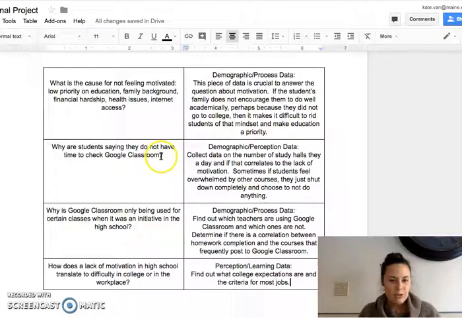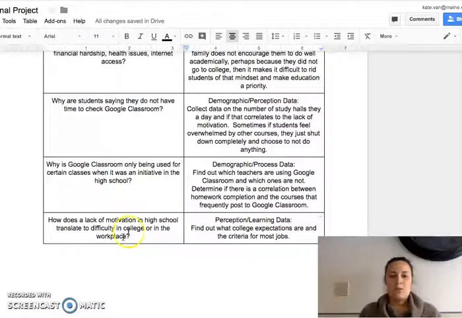And then the next one is, why are students saying that they do not have time to check Google Classroom? Again, this is a demographic perception piece. Which grade level is saying this, male or female? And again, a perceptual conversation needs to happen to try and find out, why is this happening? And why is Google Classroom only being used for certain classes when it was supposed to be an initiative in high school? Again, this is demographics and process this time, to find out which teachers are not using Google Classroom and which ones are, and if there's some type of correlation between the intended outcome, which is obviously for every teacher to use Google Classroom, and homework completion. So that would be the correlation between those two.